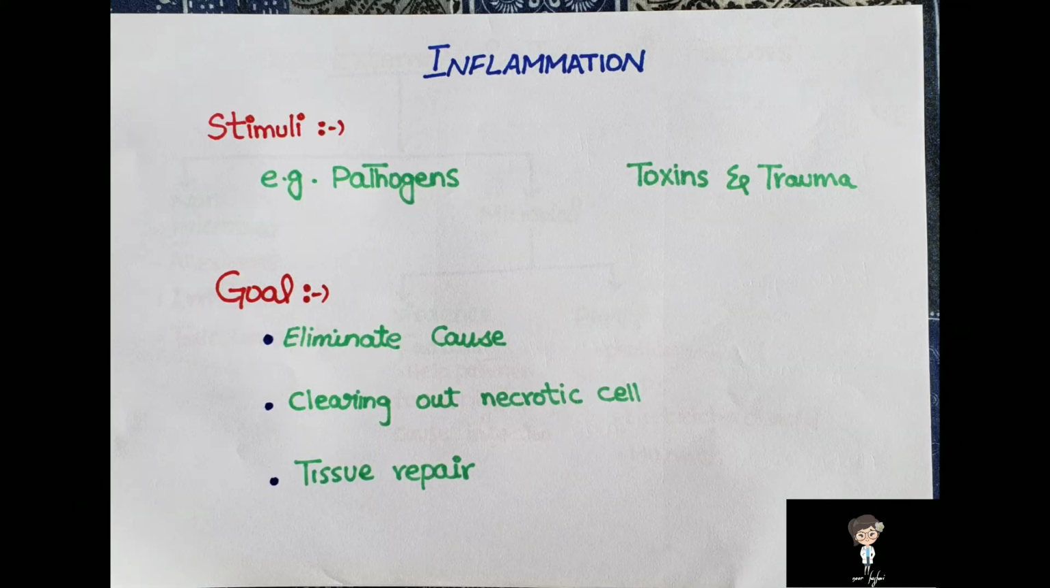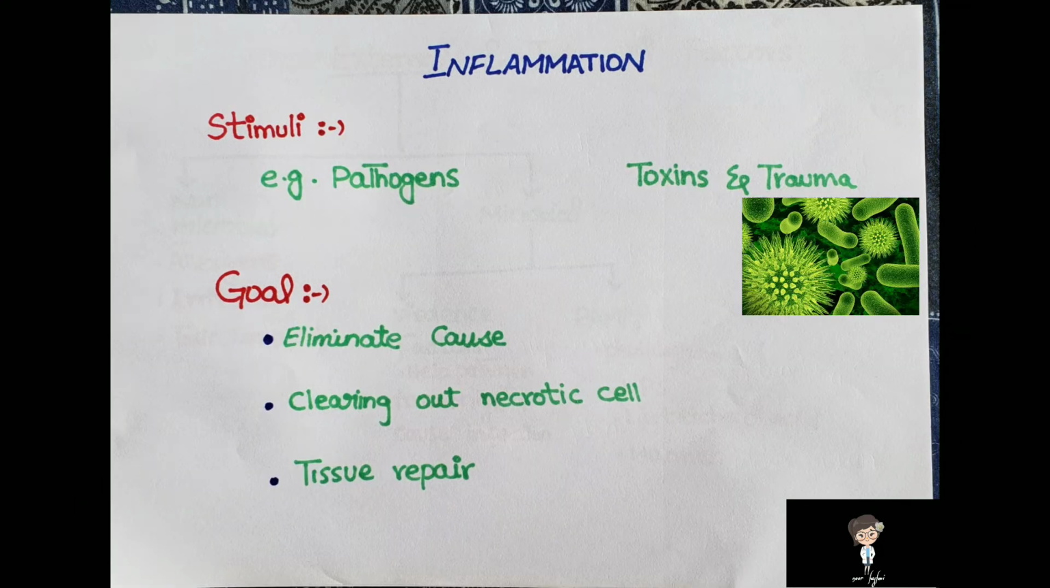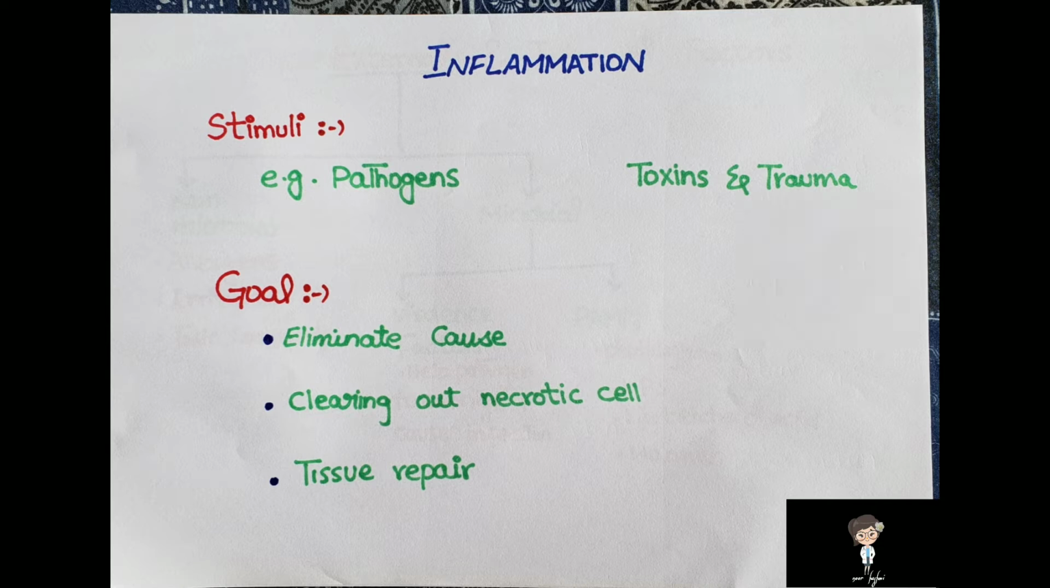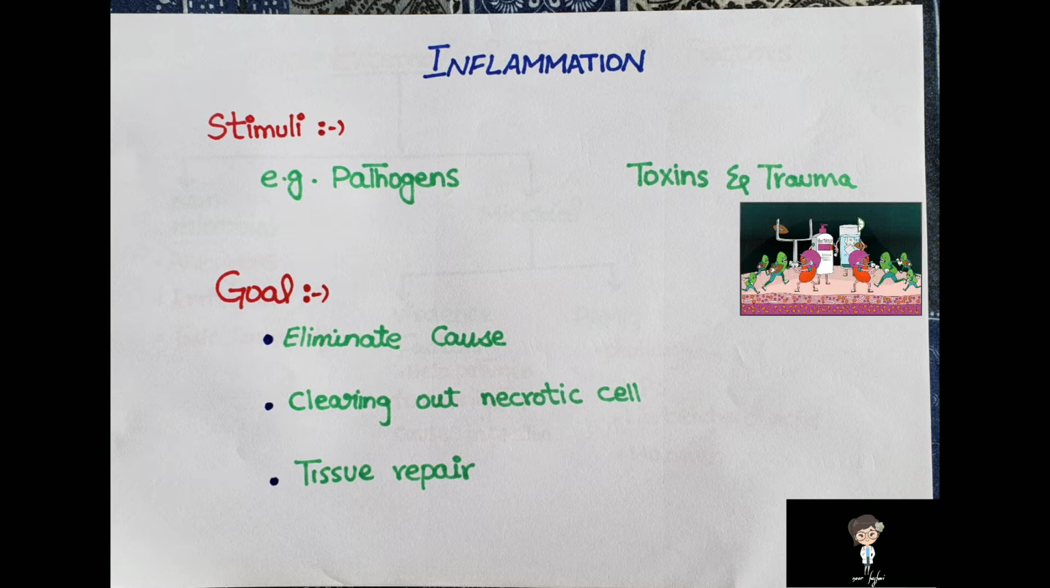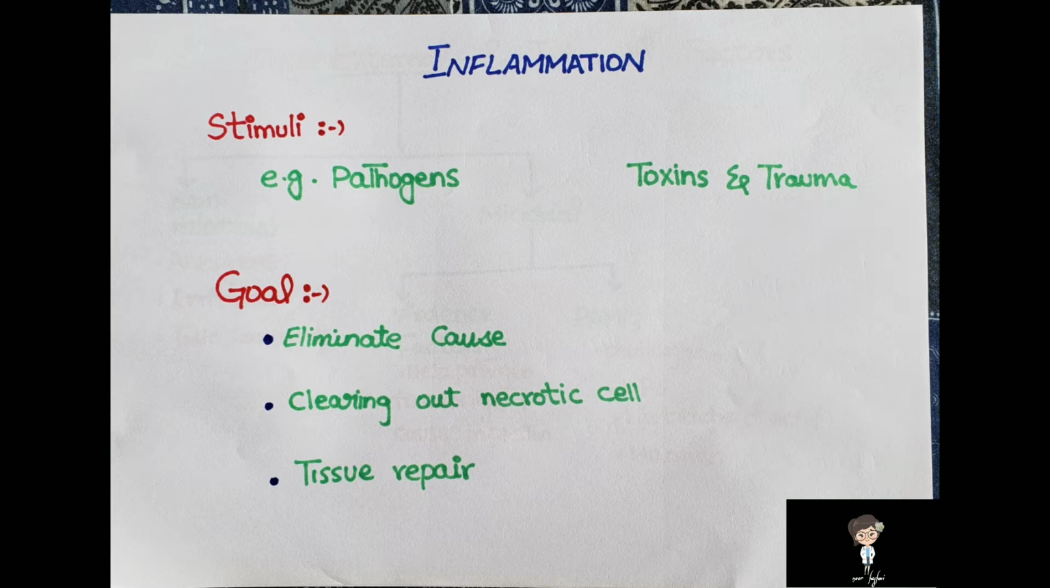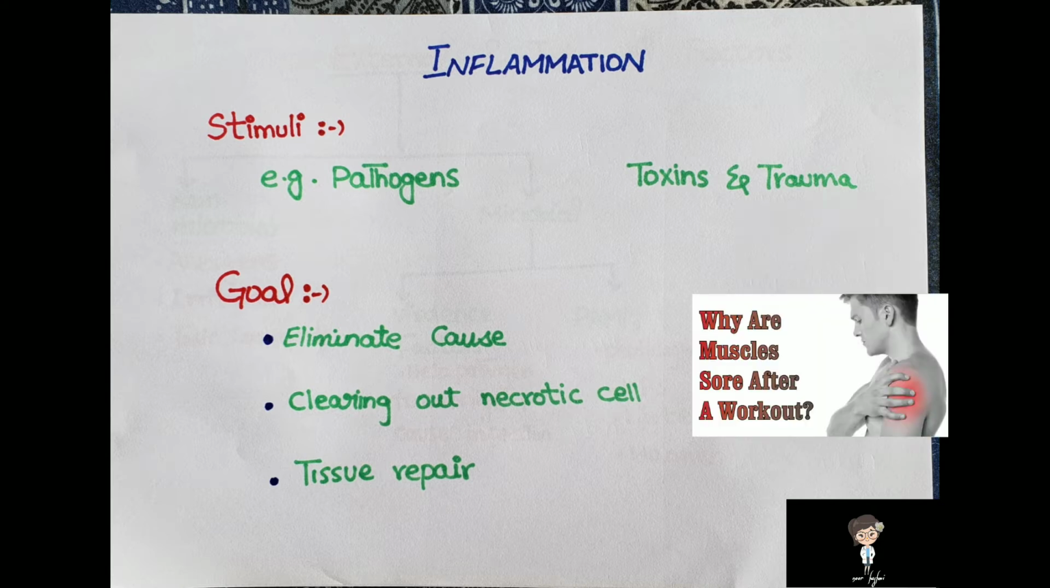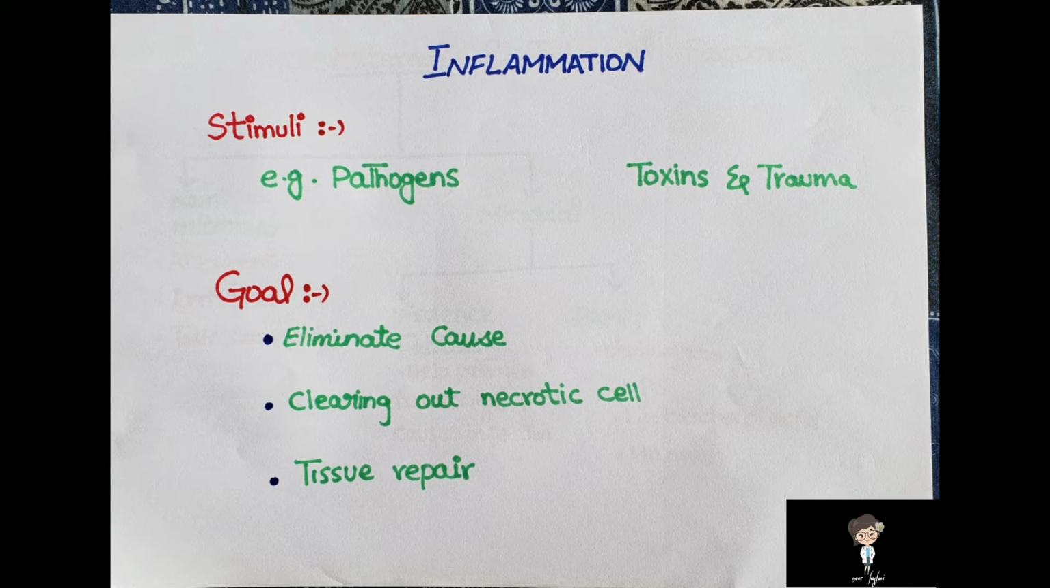Inflammation usually starts from a stimulus, for example, pathogens, which are a common cause of inflammation. But inflammation can be caused by other stimuli as well, such as toxins or trauma. For example, after an intense workout, your muscles can feel sore. That is inflammation, which is trying to repair your overused muscles. Now we talk about the goal of inflammation. It is to respond to the stimulus and restore your balance. Often it includes eliminating causes of tissue injury, clearing out necrotic cells, and starting tissue repair.